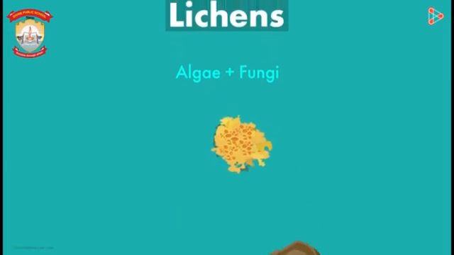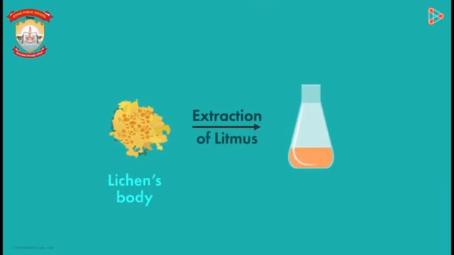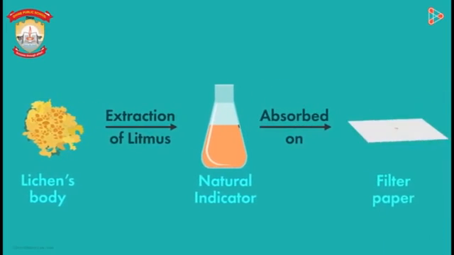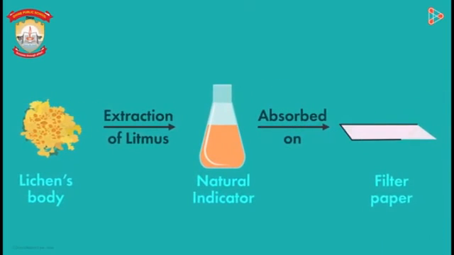So, the substance extracted from a lichen's body, called litmus, is used as a natural indicator for chemical purposes, especially in detecting the acidic and basic nature of solutions. The litmus obtained from a lichen's body is a mixture of dyes that are usually absorbed on a filter paper. This paper made with litmus on it is used as an indicator for detecting acids and bases.